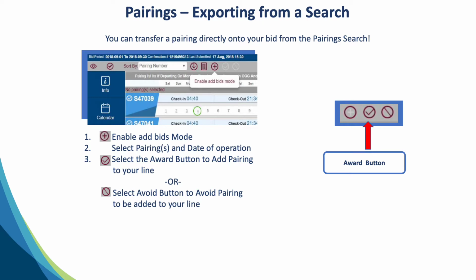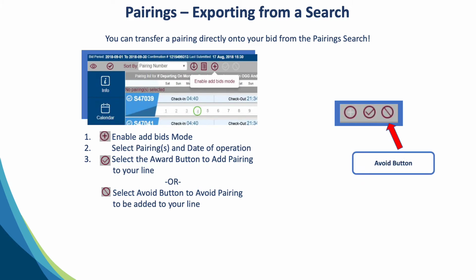If exporting a pairing number, you'll likely need to go back and edit that line to add positions. Multiple pairings on one bid line are not read in order from left to right. They will be awarded randomly. You'll probably want to only bid one pairing number per line.